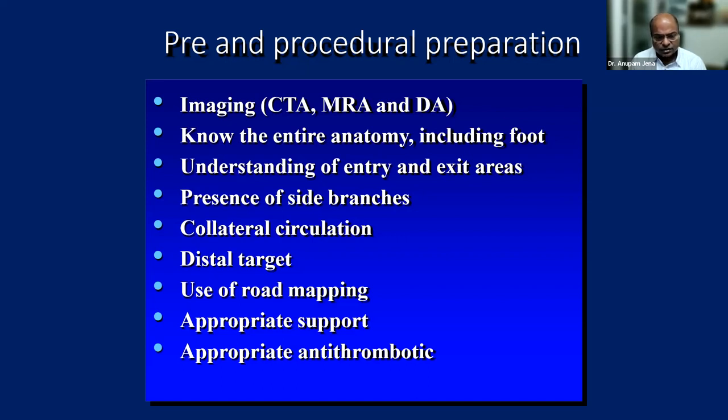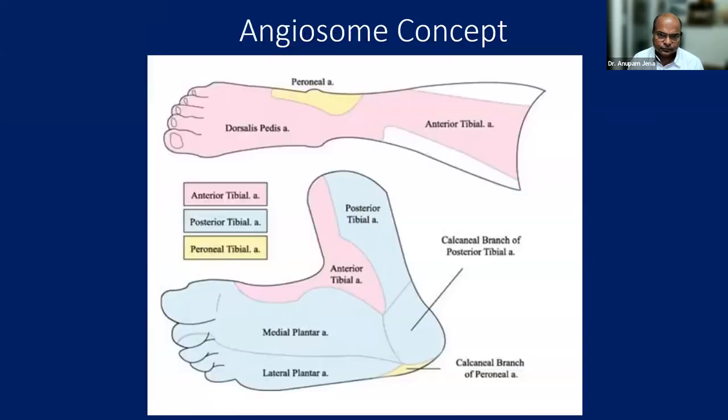In patients who are thinly built, we can try for a common femoral anterograde puncture. In obese patients, sometimes it is very difficult to get a common femoral puncture. So there we can puncture the superficial femoral. However, a crossover strategy in below knee intervention is not going to work, because sometimes the length of the balloons and the issue of support definitely remain. So always we should try to get the anterograde puncture for below the knee intervention. Then, of course, medical therapy with antithrombotics and all.